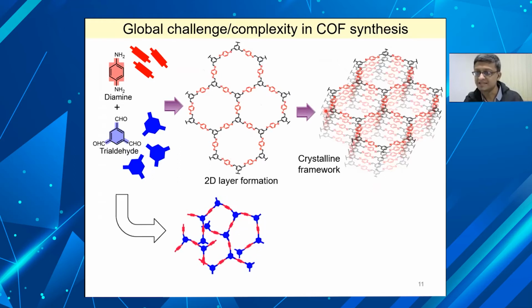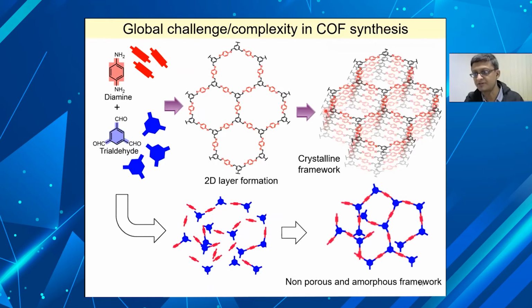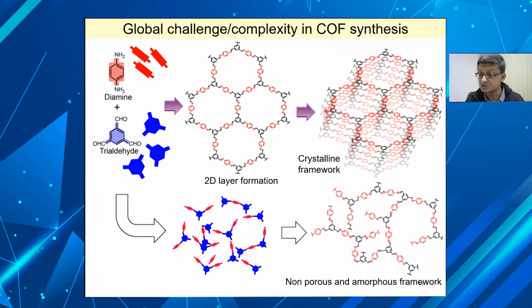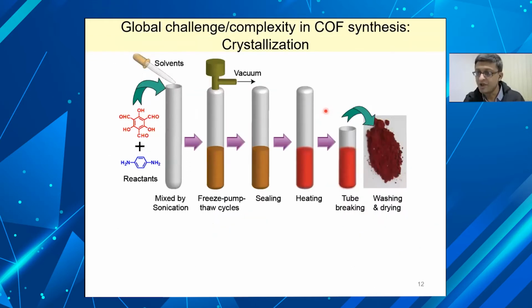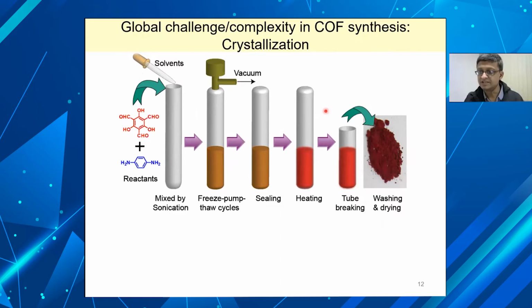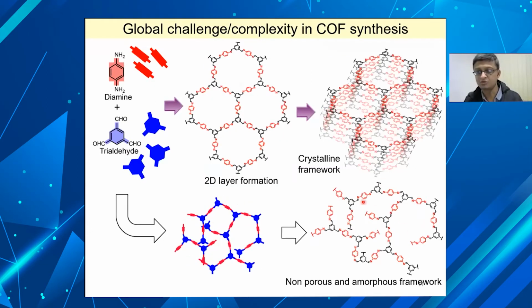What will happen? They will react in a very random manner and eventually just precipitate like an amorphous polymer, which will be totally good for nothing. So what to do about it? That's a big problem. The way we started, as I said, Professor Omar Yaghi invented this compound. We need to have this thermodynamic product, and this kinetic product we don't want.